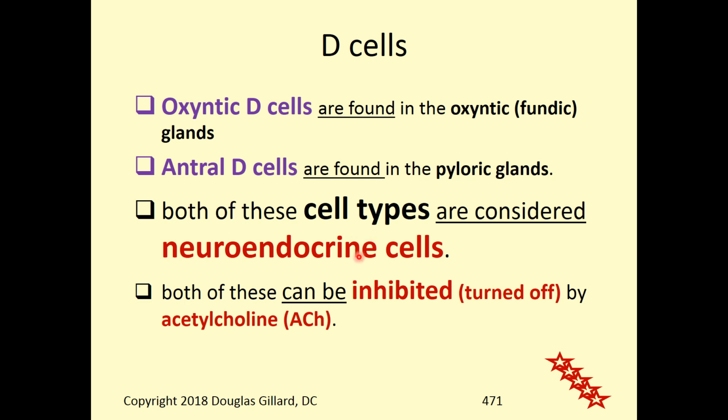Both of these cell types are considered neuroendocrine cells. First time we talked about them, there's a bunch. There's some we're not even going to talk about. But these are neuroendocrine cells. So these guys can be turned off. They are turned off by acetylcholine. Remember I showed you that before.